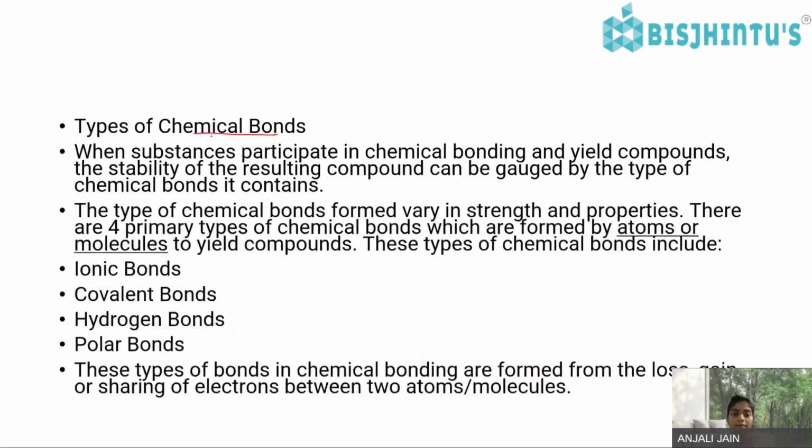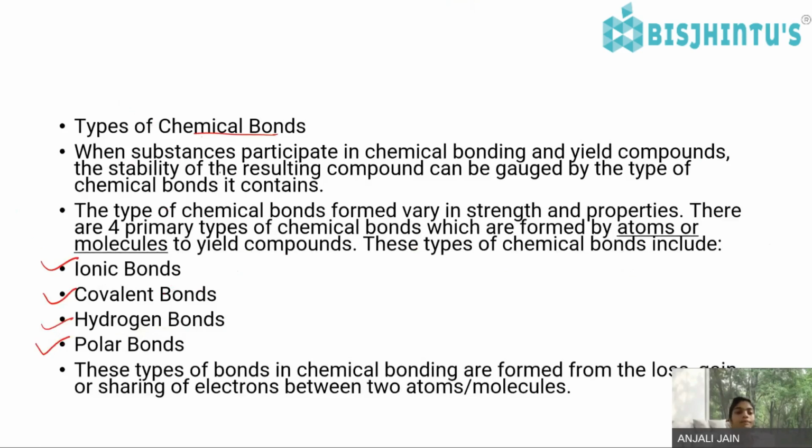Now we talk about the types of chemical bonds. There are different types of chemical bonds which can be formed. Two of them we have seen: ionic bond and covalent bond. Hydrogen bond we know, which is formed by a highly electronegative atom with the hydrogen. And polar bonds are those having charge separation.